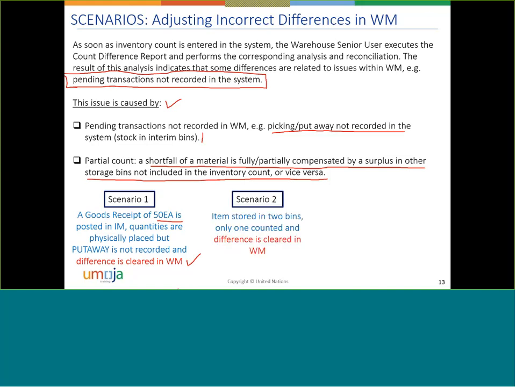Scenario 2 that we're going to be looking at as well: items stored in 2 bins, only 1 counted, and difference is cleared in warehouse management. So we see now another issue. Item is stored in 2 bins, but only 1 is counted, and differences are cleared. We'll see a little more on that one later.